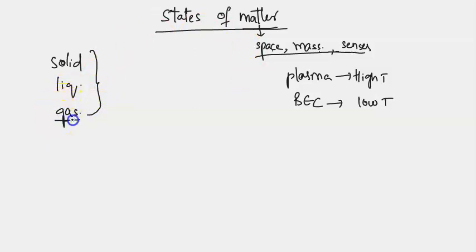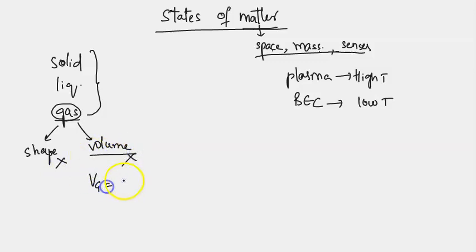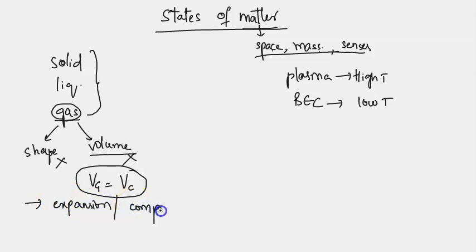So what are the characteristics of gases? Gases have neither a definite shape nor a definite volume. They occupy all the space that is available. They do not have a shape, they do not have a proper volume. The volume of the gas will always be equal to the volume of the container in which they are stored. Gases do not have any boundaries, and gases can undergo the most important property called expansion or compression. They can be expanded or compressed.